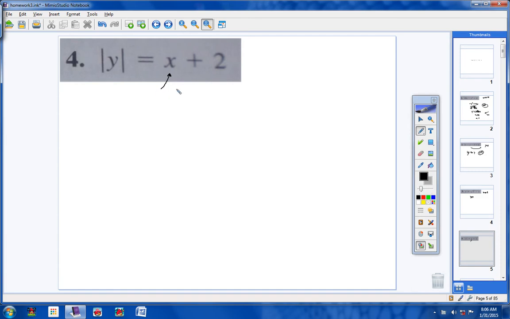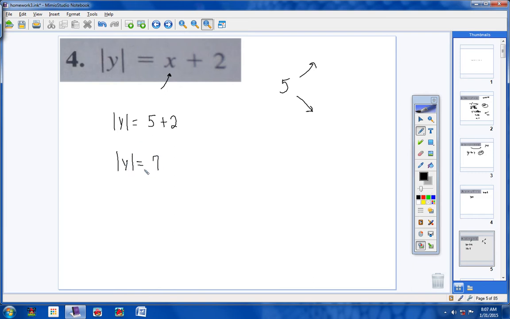Let's put 5 in for x. So the absolute value of y equals 5 plus 2, okay? So what did you put in for x? 5. Let's see if you get out one output, or if you get out more than one output, okay? Now 5 plus 2 is 7.